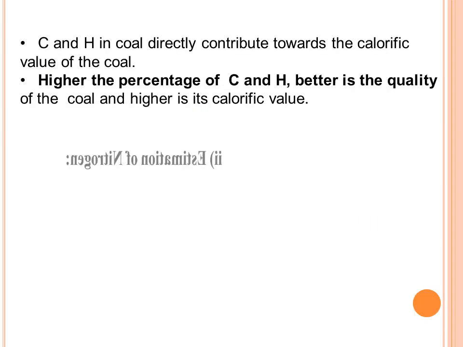Carbon and hydrogen in coal directly contribute towards the calorific value. So the higher the percentage of carbon and hydrogen, the better the quality of coal and the higher its calorific value.